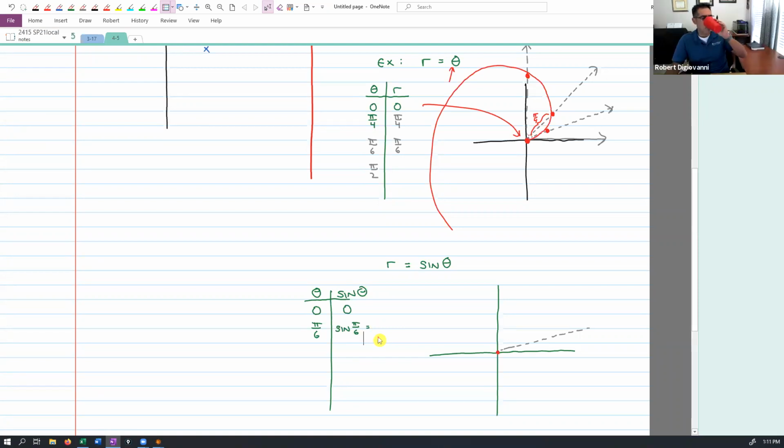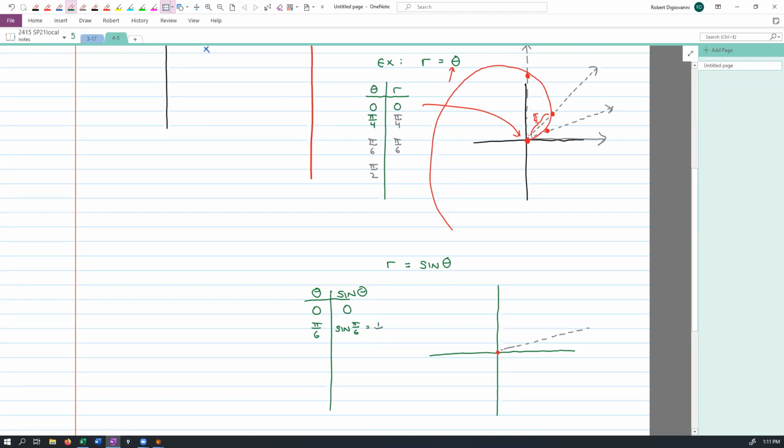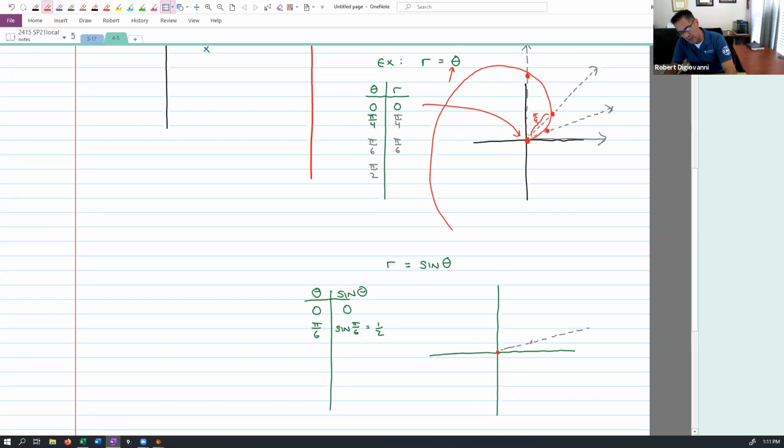Sine of pi over 6? 1/2, 0.5. So that means I'll go out 1/2. I'm just going to say that this is 1/2. I'm just making that up. That's 1/2, the distance from here to here.